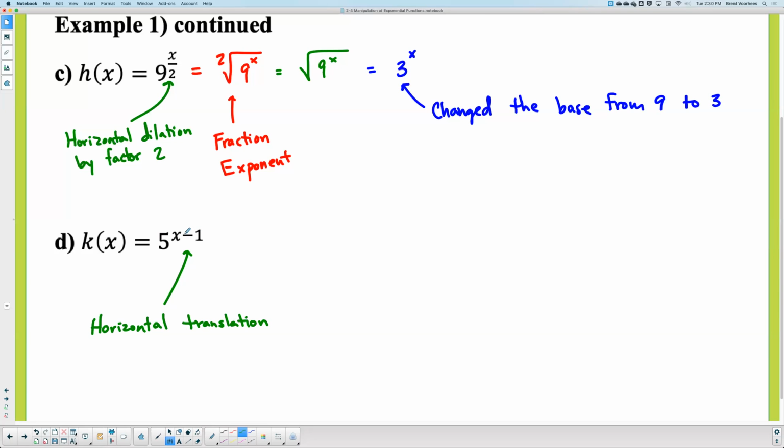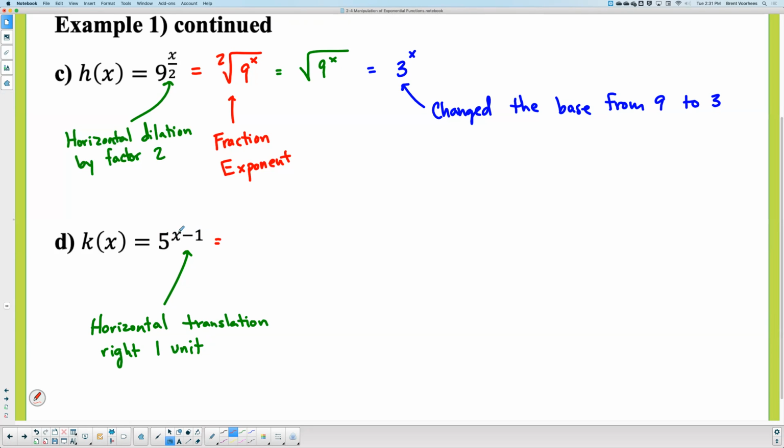Translation, which way would it go if it was x minus 1? Is it a liar or truth teller? Liar. So we actually go the opposite direction. Add 1. It's going to go right 1. Horizontal translation, right 1 unit. Okay, so now go to your rules.